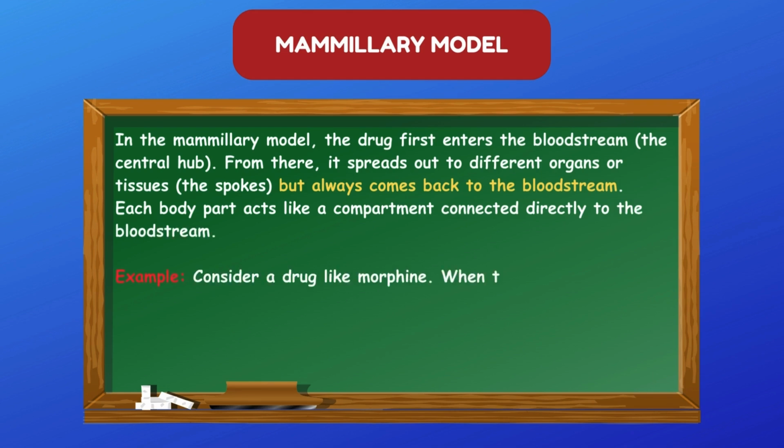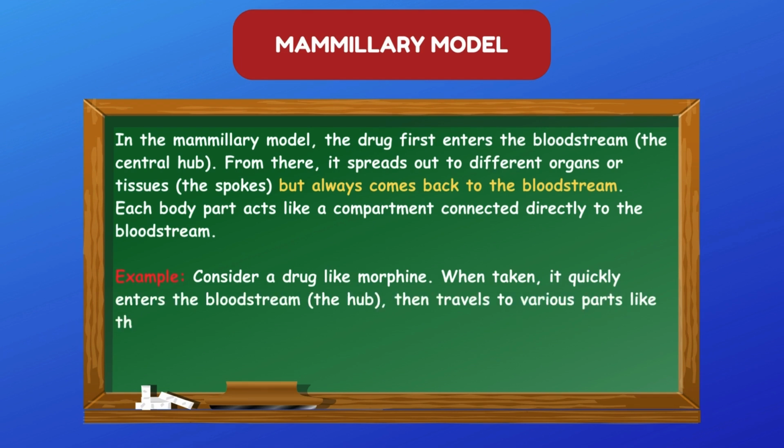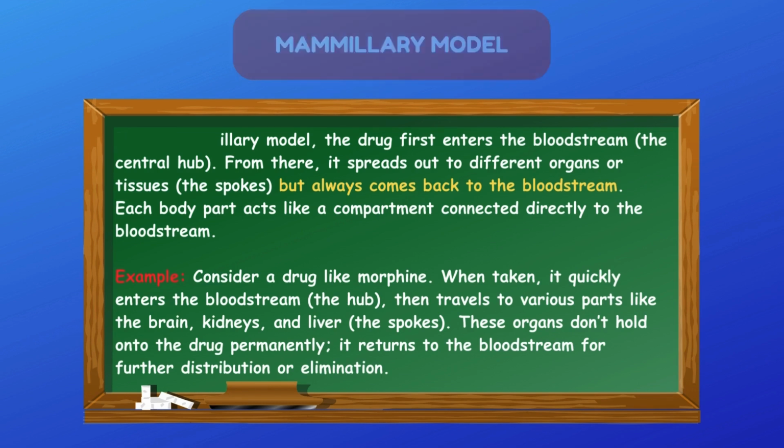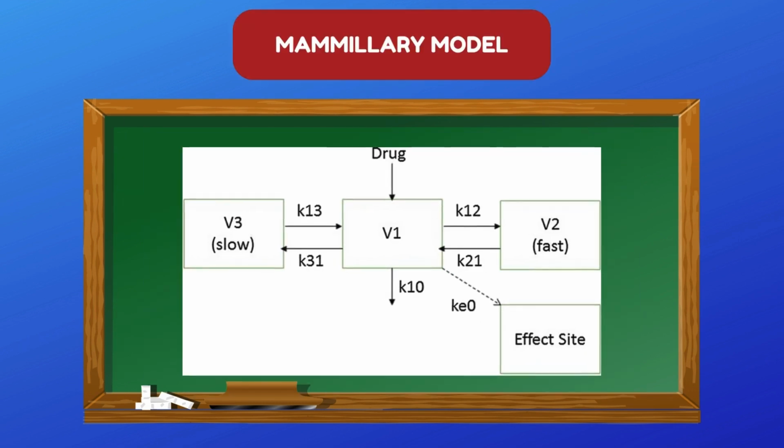Example: consider a drug like morphine. When taken, it quickly enters the bloodstream, the hub, then travels to various parts like the brain, kidneys, and liver, the spokes. These organs don't hold on to the drug permanently. It returns to the bloodstream for further distribution or elimination. Let's look at this example. Here the drug first enters the central compartment V1 and later enters peripheral compartments like V2 and V3. Notice that the blood from peripheral compartments returns to the central compartment. From there it goes to the liver for metabolism and kidneys for excretion. This kind of explanation is the mammillary model.